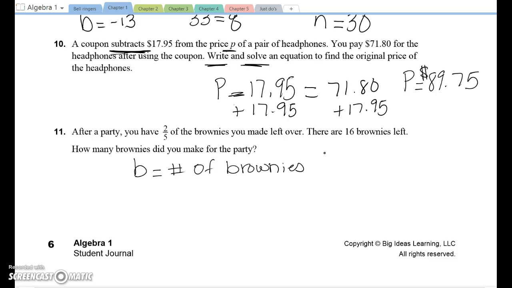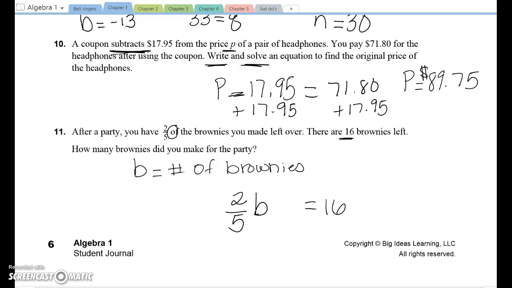This is the initial amount of brownies. Okay, I know I have 16 left, so I'm going to set it equal to 16. Just like before, you know you paid $71.80. I know I have 16 left. 2/5. So anytime you see a fraction and you want to find 2/5 of something, of means multiplication. So I have 2/5 of what? That's right, 2/5 of my original amount of brownies.